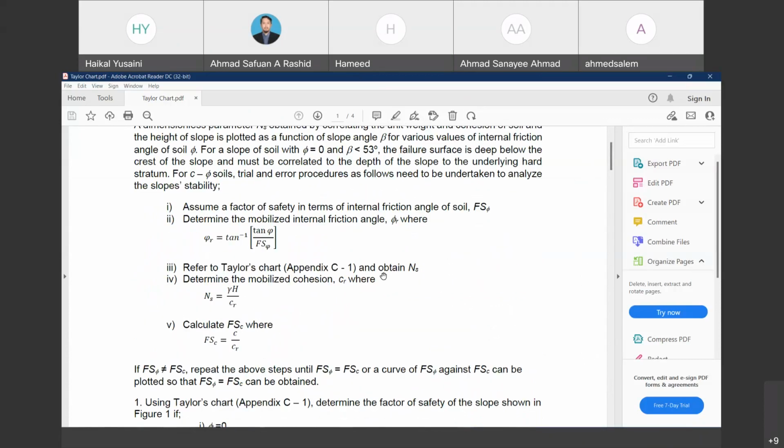And obtain the NS. NS is the stability number. Then determine the mobilized coefficient, which is the CR, where NS is equal to gamma times H over CR. So once we have obtained the stability number, then we may identify the CR value. Then calculate the factor of safety for C, where C over CR is the factor of safety of the C value.